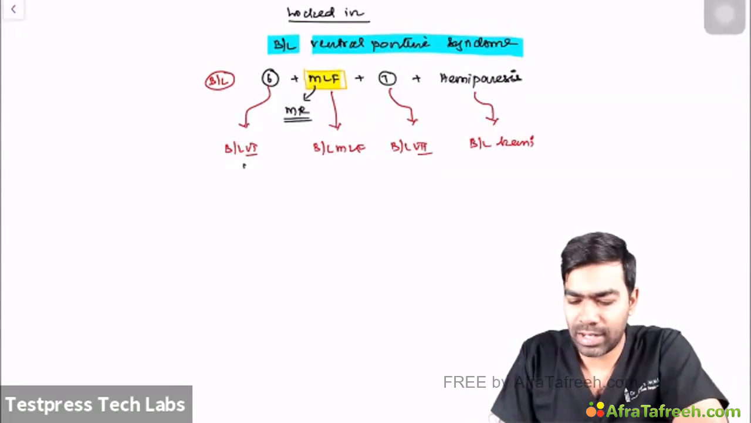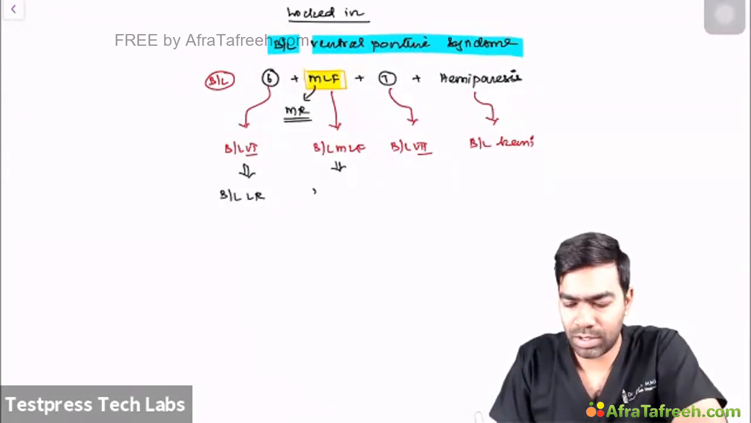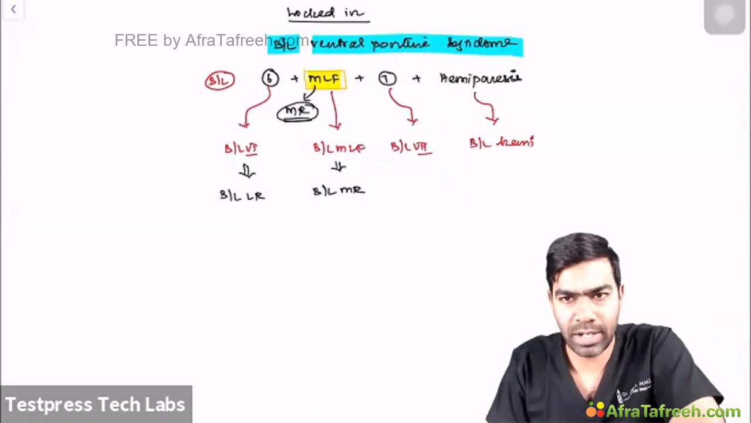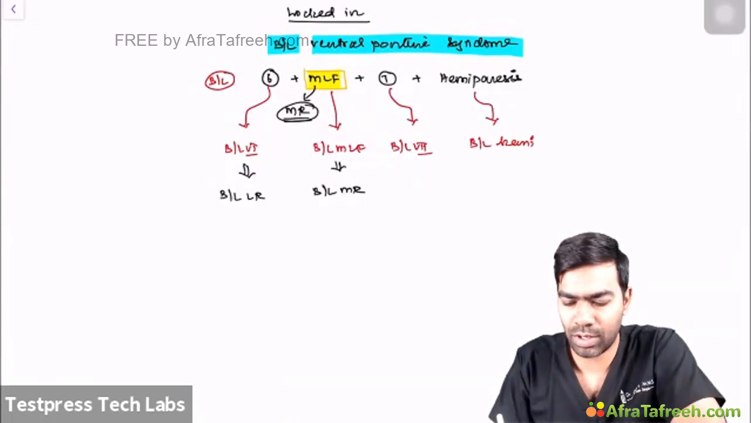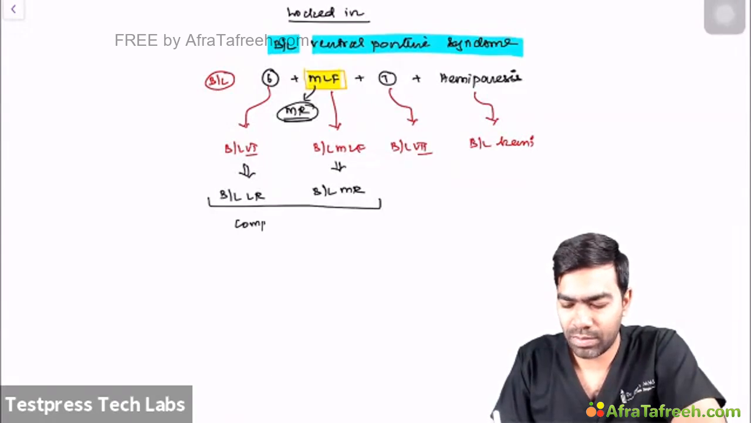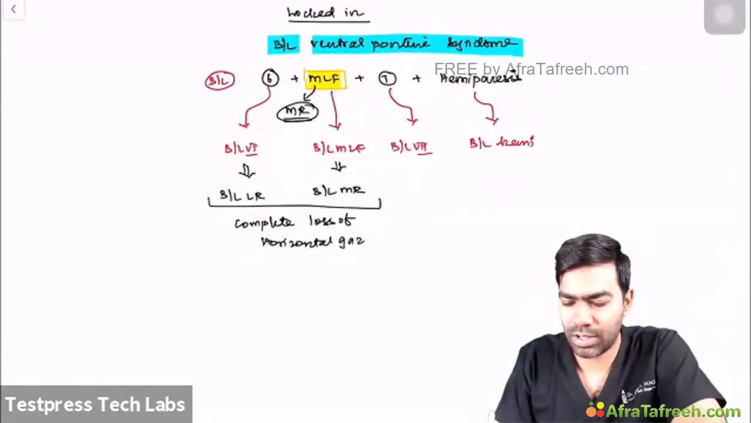So when you have a bilateral sixth, both lateral recti are gone. When bilateral MLF is lost, both medial recti will be lost. Clear? MLF means, as we know right now, the medial rectus on the same side. So bilaterally, both MLFs are gone, so both medial recti are also gone. So this will definitely result in complete loss of horizontal gaze.